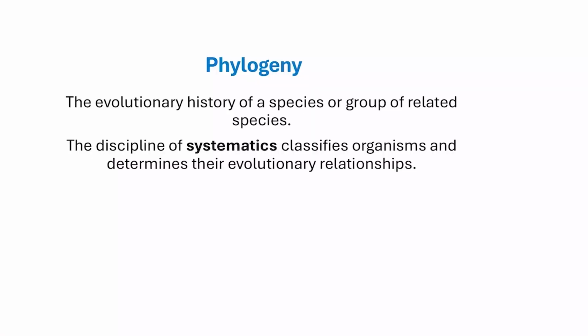What is phylogeny? It is the evolutionary history of a species or group of related species. In phylogeny, we study the evolutionary history of a species or a group of related species. The discipline in which we study this is called systematics, where we classify organisms and determine their evolutionary relationships.